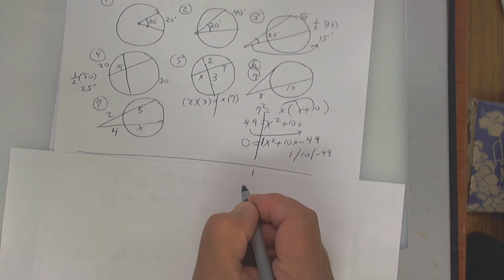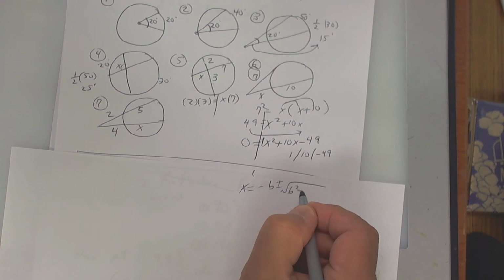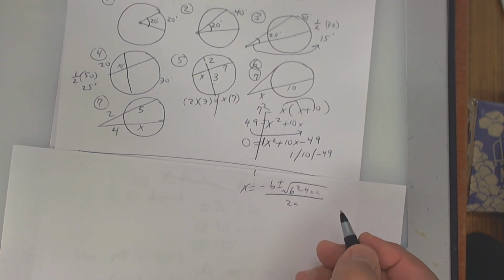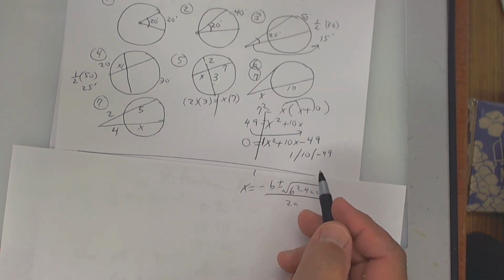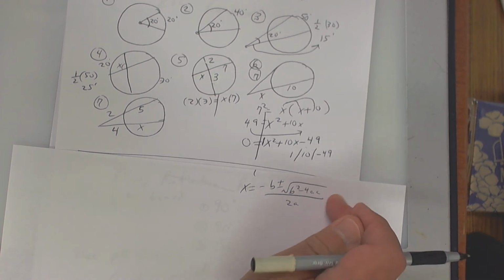Now if you can't do x equals negative b plus or minus the square root of b squared minus 4ac, divided by 2a, get online, because you have to know it on this one. And so if you want to compete with those honors kids, you got to know this.